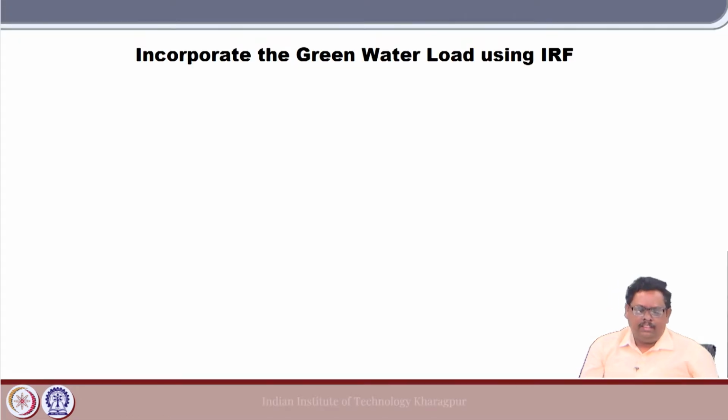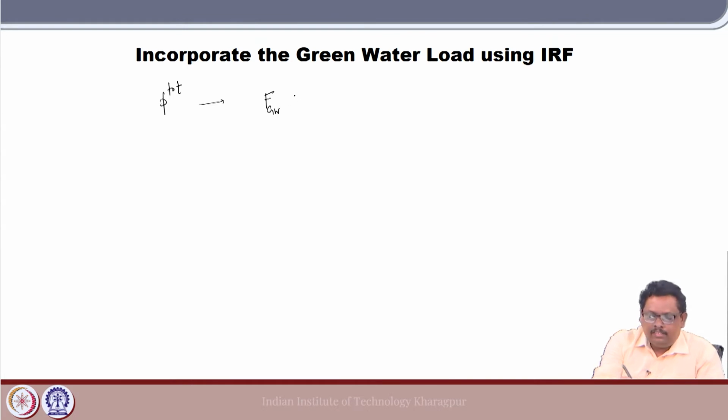Now, let us start with how we can incorporate the green water load using the IRA based method. In the previous class we found out how we can get the P total, or P tot. It is the pressure. However, we need the green water load, or FGW. So, we need the green water load, not the pressure.